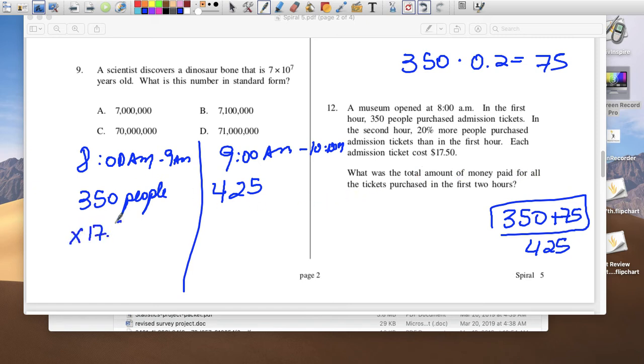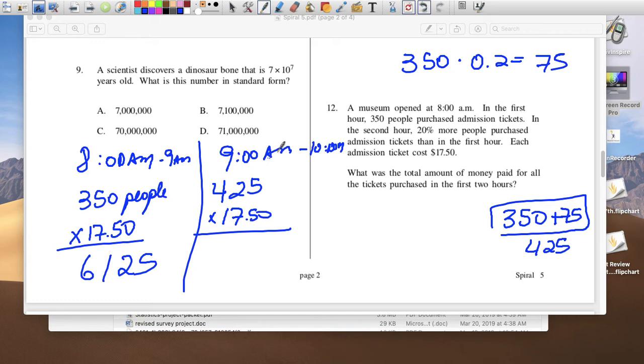You multiply this by $17.50. Everybody pays $17.50. The second hour, 425 people show up, and you multiply that by $17.50. So 350 times 17.5. Over here, you had $6,125. In the second hour, more people showed up, I guess, because they woke up, right?